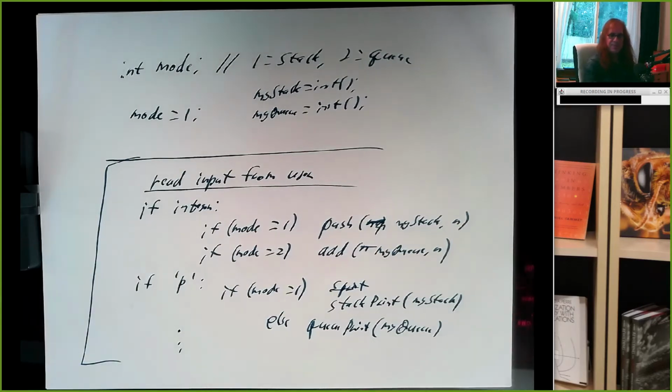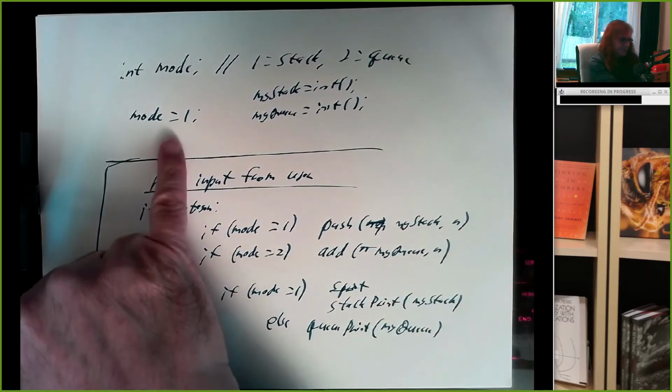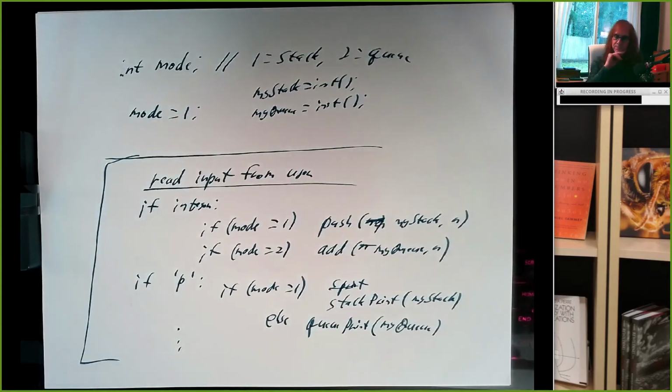So it's like PA1, except that once you've decided this person's trying to insert something, this person wants to print, this person wants to, you know, remove something, right? You look at your mode variable to say, hey, should I be operating on the stack or the queue? And you have a pair of statements depending on what the value of mode is.